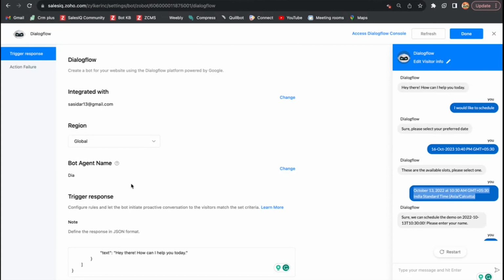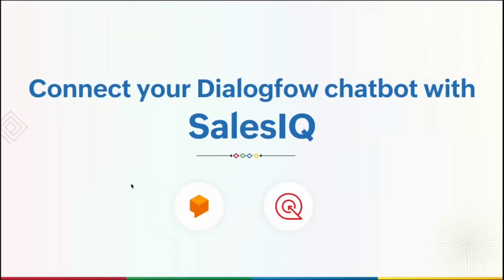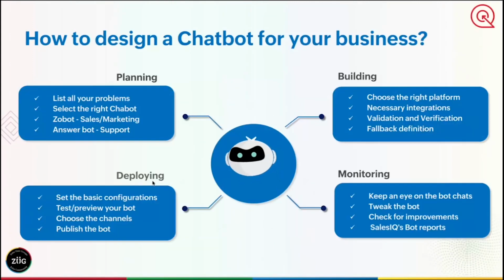Before ending it, I want to talk about how to design your chatbots for your own business. Designing is a crucial step when it comes to building a bot. Here, you'd have to define the bot personality, purpose, and business flow. The first step of designing is planning. In our previous sessions, we talked about different types of bots, answer bot and Zobot. And you might be wondering, okay, which one should I use? Well, that's what you have to decide in the planning phase.